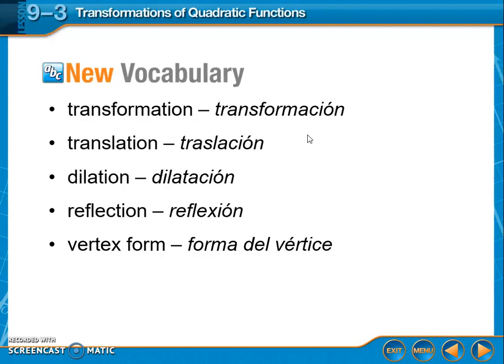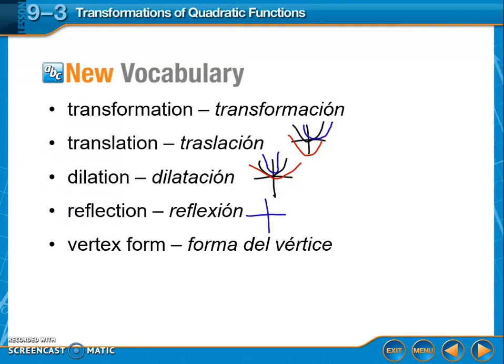So, translation is when you have a graph, we're talking about quadratics, so we're talking about parabolas, and then you move it. So we could maybe move it over further this way, or move it down, or maybe it's a combination of the two, but that's a translation. Dilation is when you start out with your original, and you make it either narrower, so it gets narrower, or it could get wider, like that.